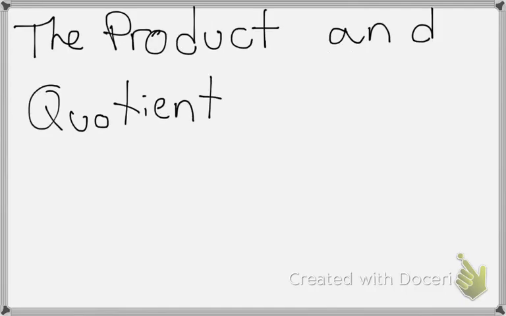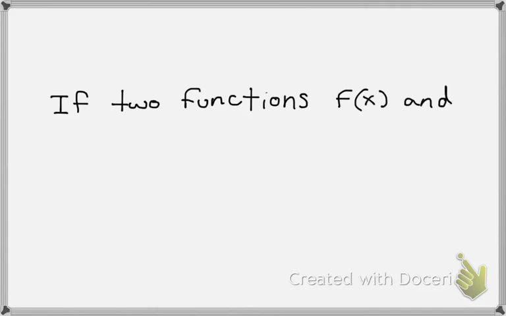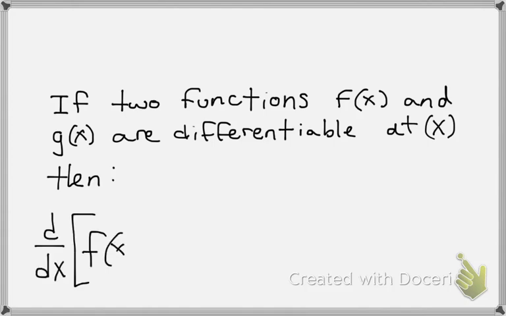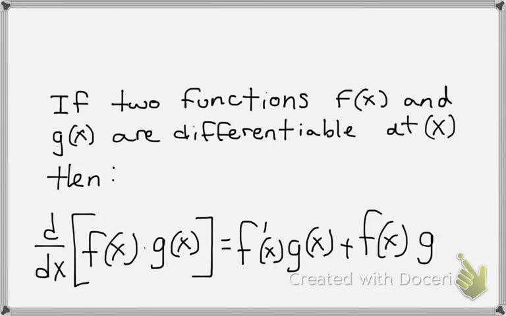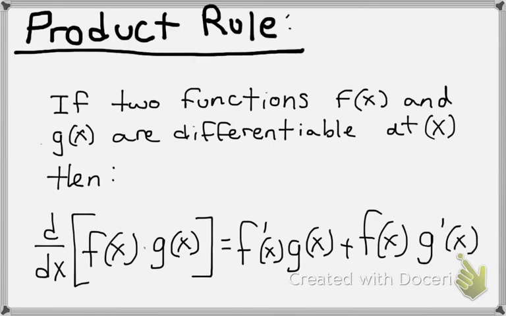This is an introduction to the product and quotient rules for derivatives. If we're given two functions, f of x and g of x, that are being multiplied together, and we want to find their derivative, then, as long as the two functions are differentiable at point x, their derivative is given by the following: f prime of x times g of x plus f of x times g prime of x.